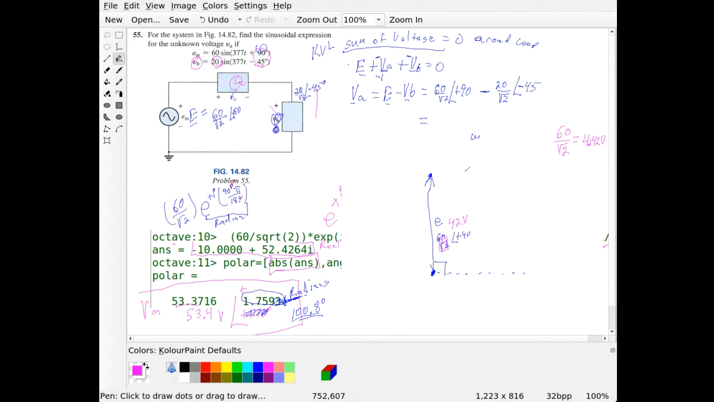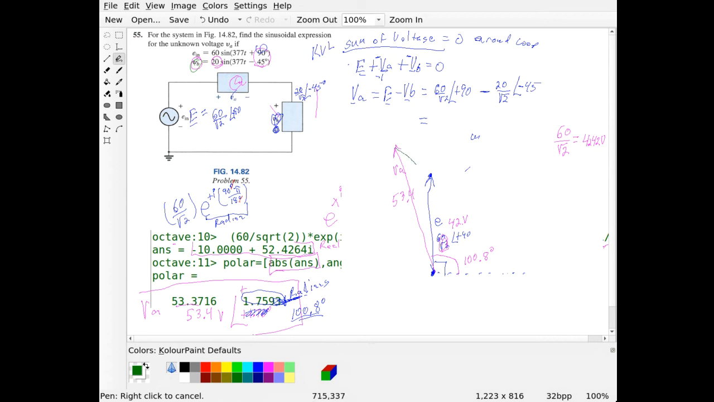So now if I draw VA, and the magnitude of VA is 53, it's going to put me up about here somewhere. All right, so this angle is 100.8, and this is VA, and it's about 53.4. And so now if I pick a different color, maybe green, I'll do VB in green.